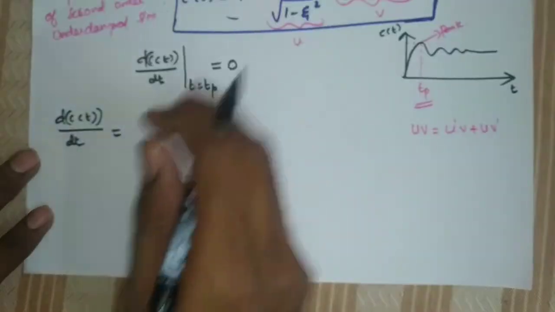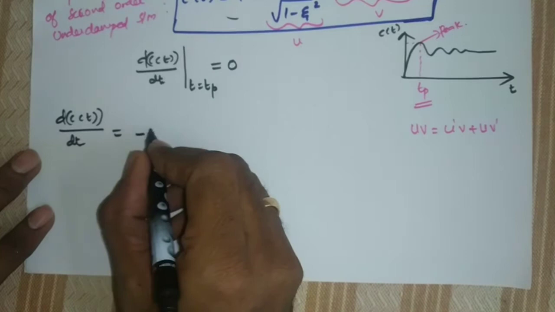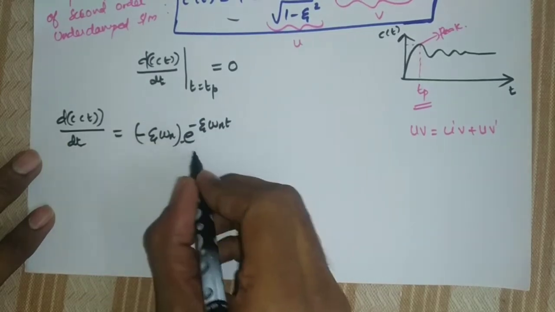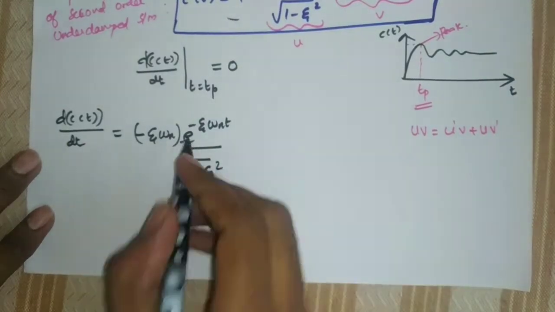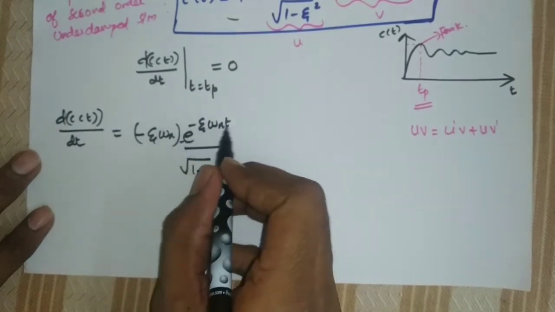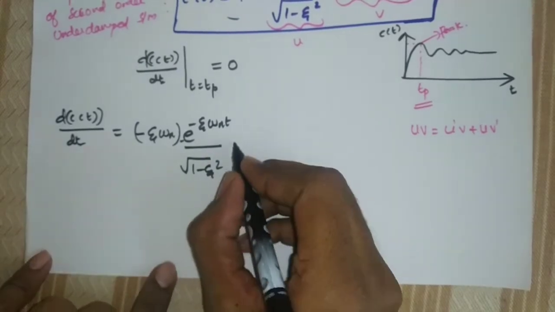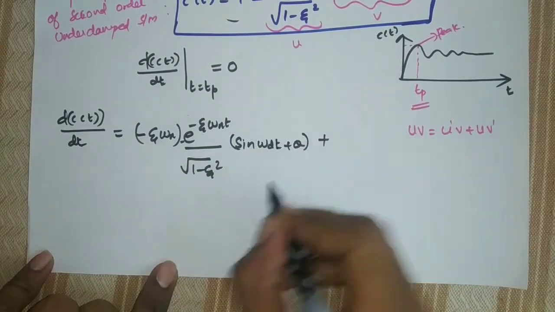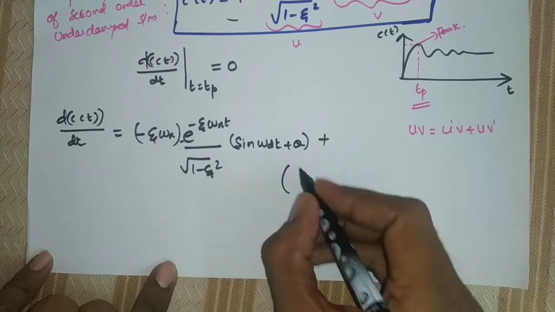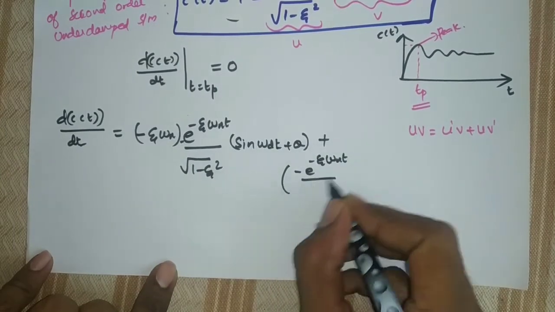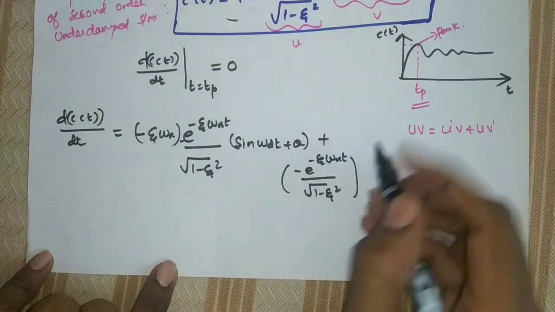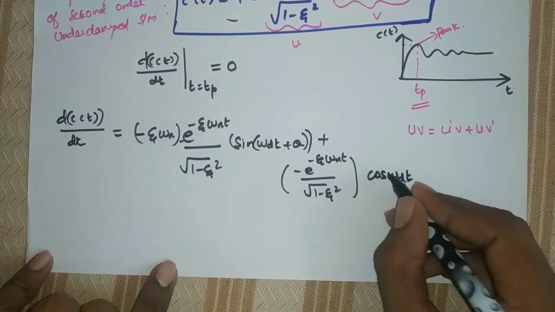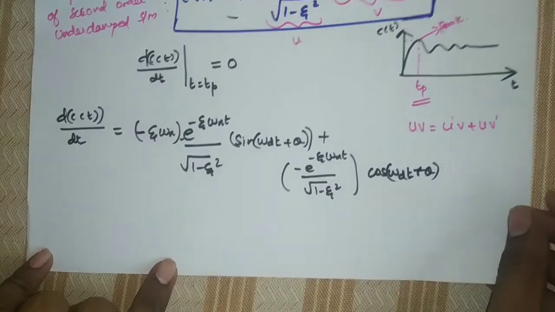If you differentiate this exponential term, we will get the solution e power minus eta omega n t divided by root of 1 minus eta square, into minus eta omega n, this is u dash. Into minus e power minus eta omega n t divided by root of 1 minus eta square, this is the v term, into sine omega d t plus theta. This is u dash v plus v dash u. For v dash u, you keep u the same, this is the u term, and v dash, the sinusoidal term, sine will be converted into cos. So this is what we are getting.